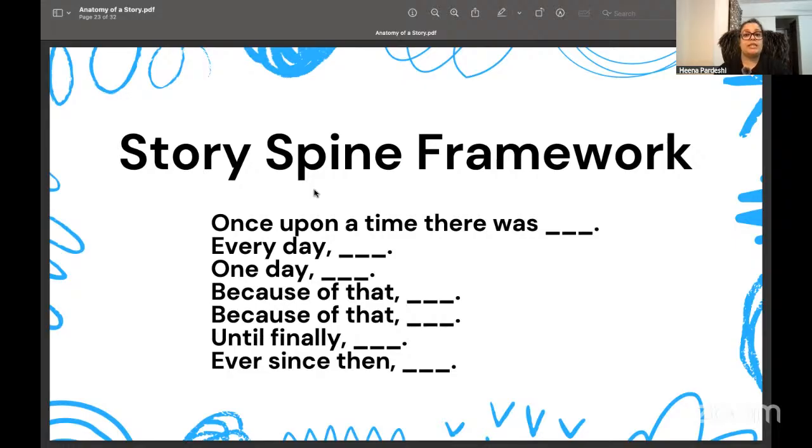Because of that, she entered a world her family despised. Because of that, she struggled between loyalty and freedom. Until finally she chose to define herself through knowledge. Ever since then, she never returned to the mountains except in memory. And Educated is actually a non-fiction book. So, as you can see, the frameworks or the structures can be applied to any story.